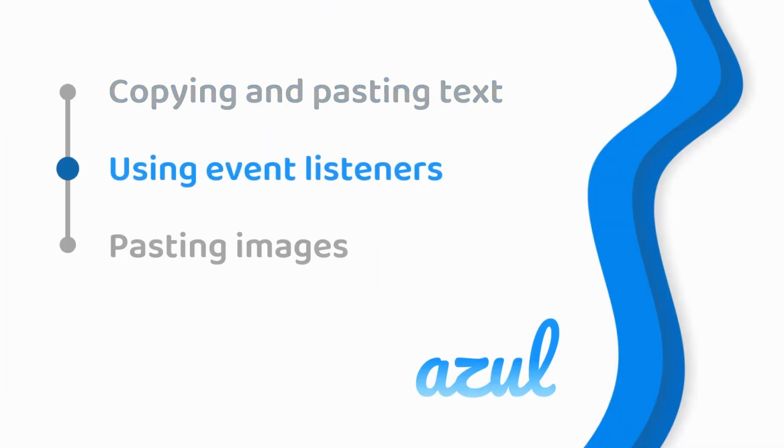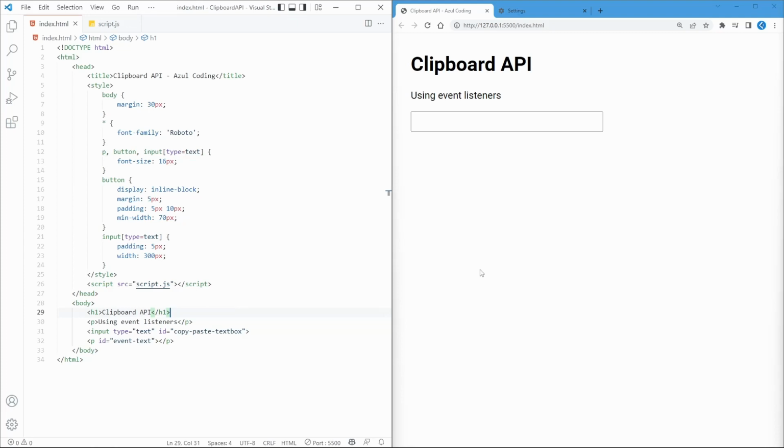Now we'll take a look at how we can use event listeners to find out when the user has cut, copied or pasted something. In the HTML code, I've now got a single text box and a blank paragraph element that I'll be using as a placeholder for a message to say when the user has cut, copied or pasted something from that text box. Let's write the code to that message functionality first.